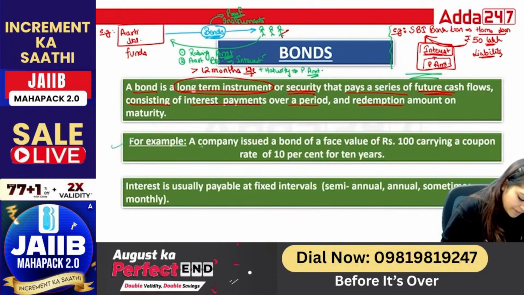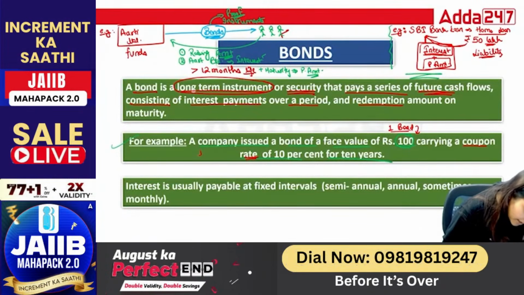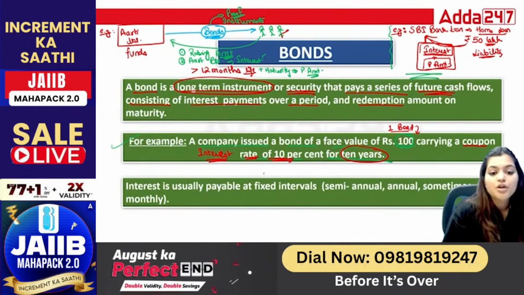For example, a company issued a bond, face value 1000, carrying a coupon rate of 10% for 10 years. Here, what is the value of one bond? One bond, that is rupees 1000. And coupon rate, that is interest that we are paying, is equal to 10% for 10 years. What is the interest payment we are going to make on this bond? That is 10%. Okay, coupon rate.